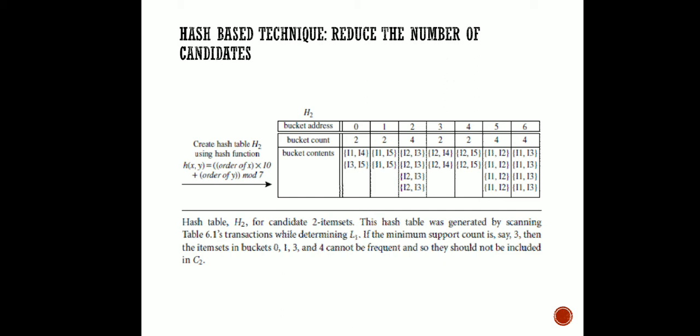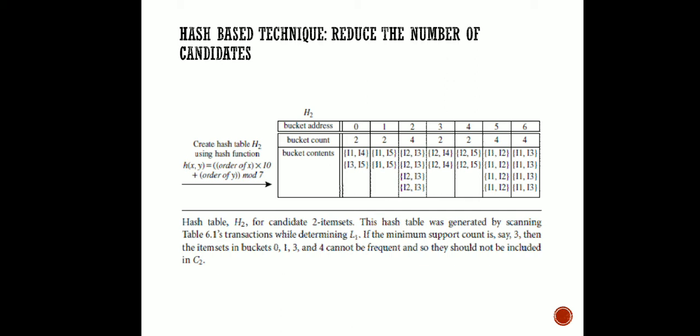Now these are the bucket counts: first is 2, then 2, 4, 2, 2, 4, 4. Here is the hash table H2 for candidate 2-itemsets. This has been done for 2-itemsets, so whatever the bucket content is, each set has two items.